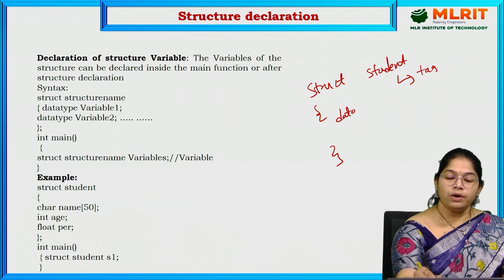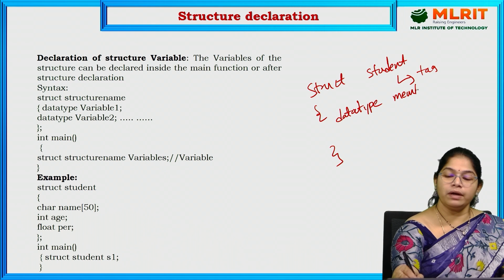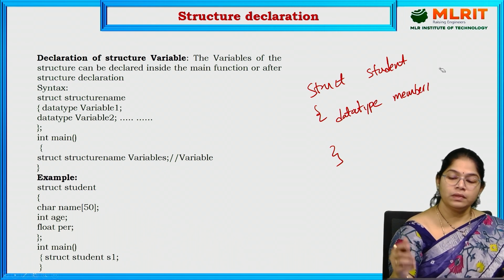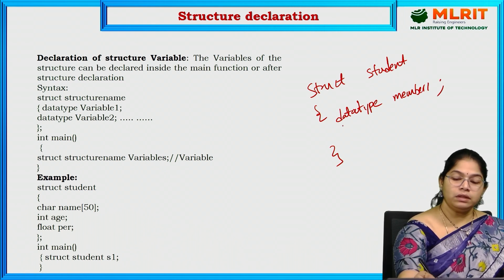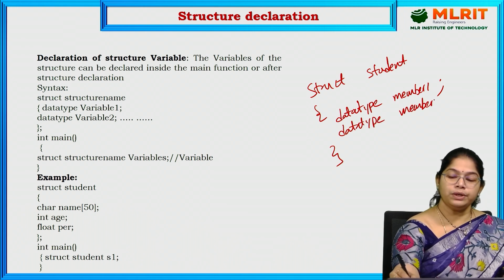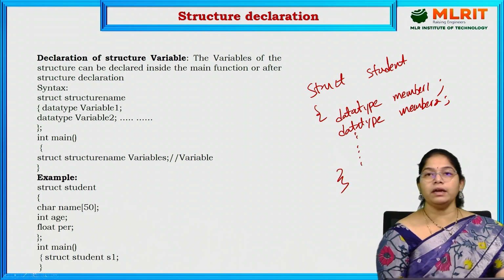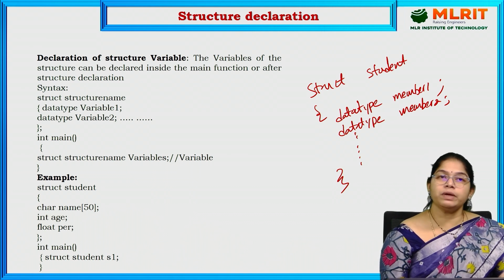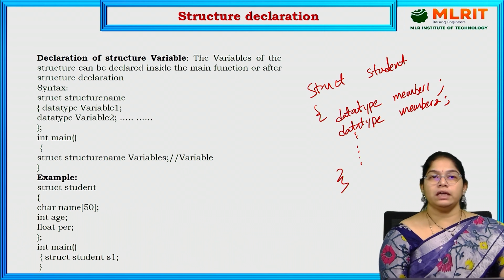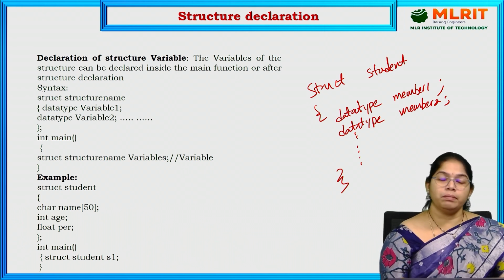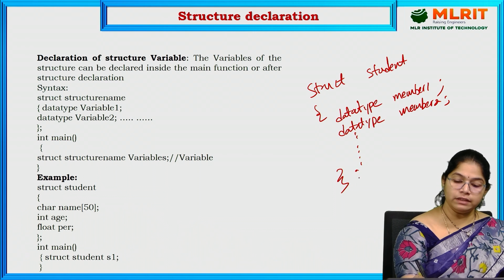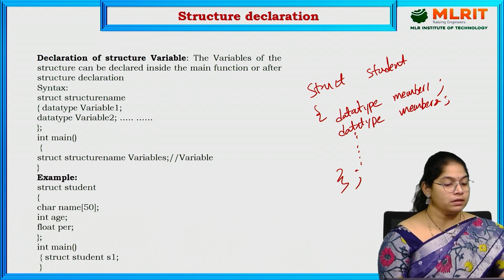Roll number is of integer type, so the data type and then member 1, ended with a semicolon. Then the next is a data type and member 2, and so on. We can write n number of members. So we always have to declare the structure using the keyword struct. This structure can be declared inside main or above main. And it must end with a semicolon. A structure must end with a semicolon.